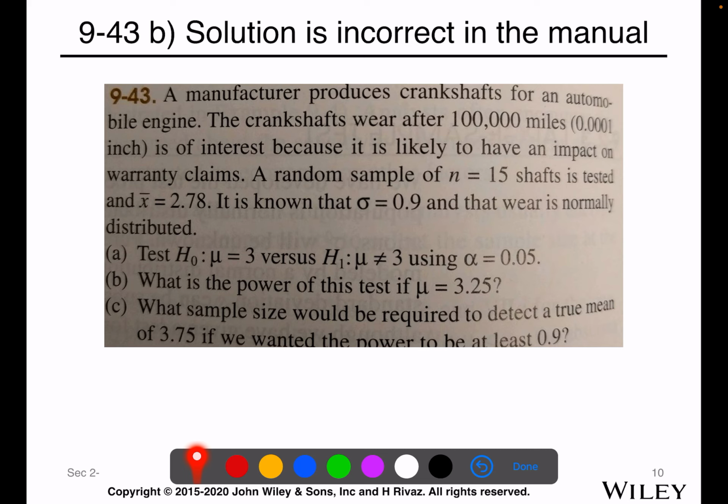And the other thing that I don't understand about this question is that it says 100,000 miles, and in the parentheses it says 0.0001 inch. That I don't understand either. What does that mean, 0.0001 inch? Maybe that's how much it wears after an inch? Or after 100,000 miles, it wears down by that much?